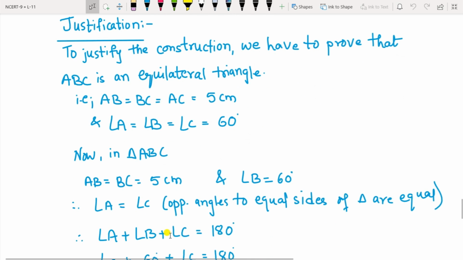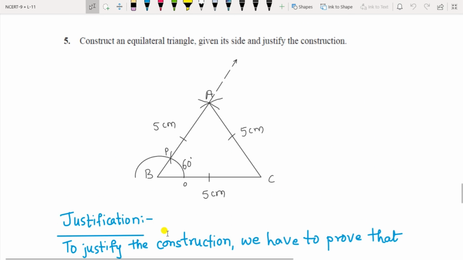So let us consider triangle ABC. Now we will consider two sides here, BC and AB. Both are 5 cm and angle B is 60 degrees here. So if we consider only this much, then this becomes an isosceles triangle. For an isosceles triangle, if two sides are equal, then the base angles are also equal. Therefore, A will be equal to C here.